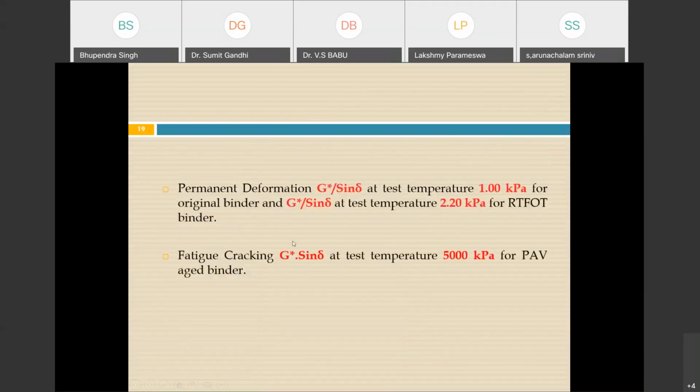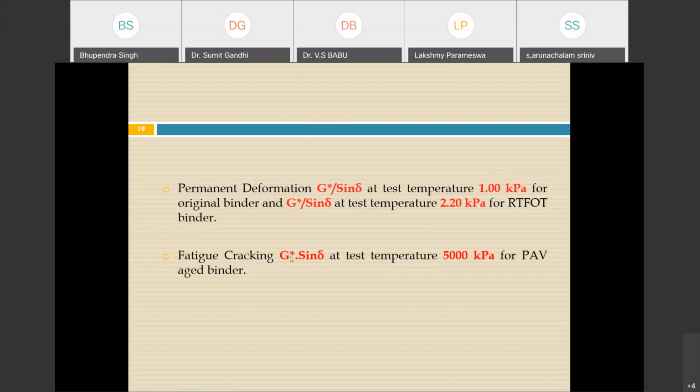As I discussed earlier, how do we decide the high temperature grade? That is with the help of G star upon sine delta. We get the values of G star and delta from the dynamic shear rheometer, and we check at which temperature this value is greater than 1 kilopascal for original binder, and for RTFO binder the limit is 2.2 kPa. Let's say we get this at 70 degrees Celsius. Then our high temperature performance grade will be PG 70.